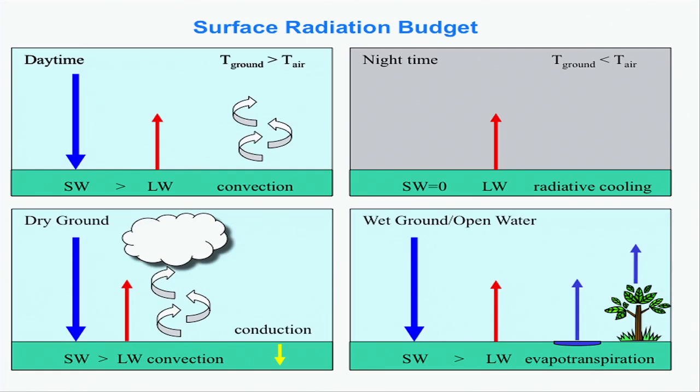At night time, of course, assuming there are no clouds in the way, the temperature of the ground is actually much less than that of the air temperature, because the short wave has now been switched off and we just have this upwelling long wave radiation. So the surface undergoes what we call radiative cooling. And of course, if that temperature difference is large enough, you can get formation of fog, dew, etc.